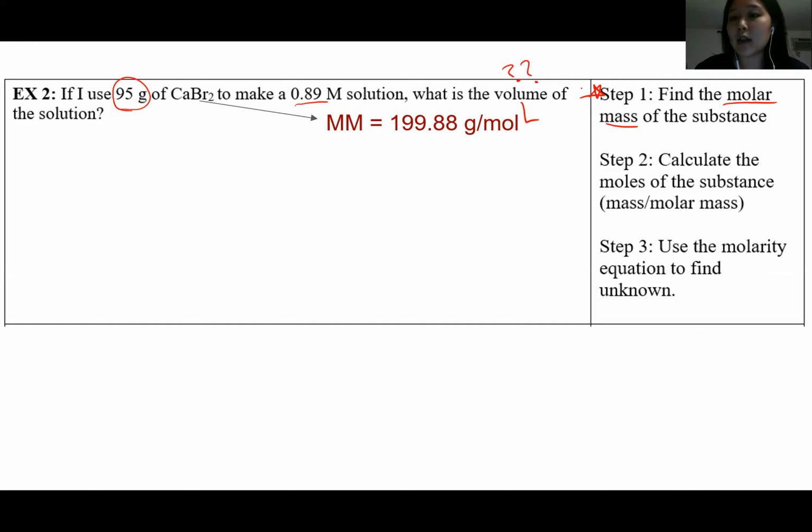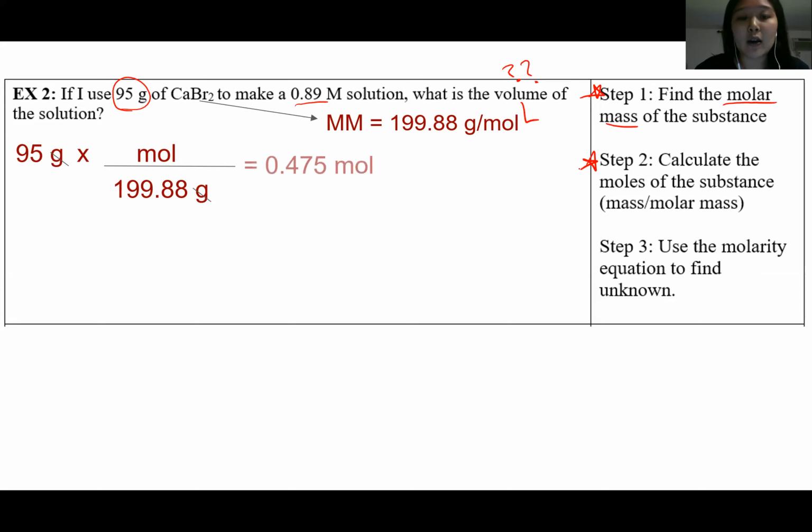All right, and then step 2, we're going to calculate the moles by doing 95 grams divided by 199.88 grams per mole. Plug that into the calculator, I get 0.475 moles. Step 3, I'm going to use my molarity equation, moles over liters. Right, I have moles. I don't know what my volume is, liters, so I'm going to put an X. Equals, I have the molarity, which is 0.89 molarity.